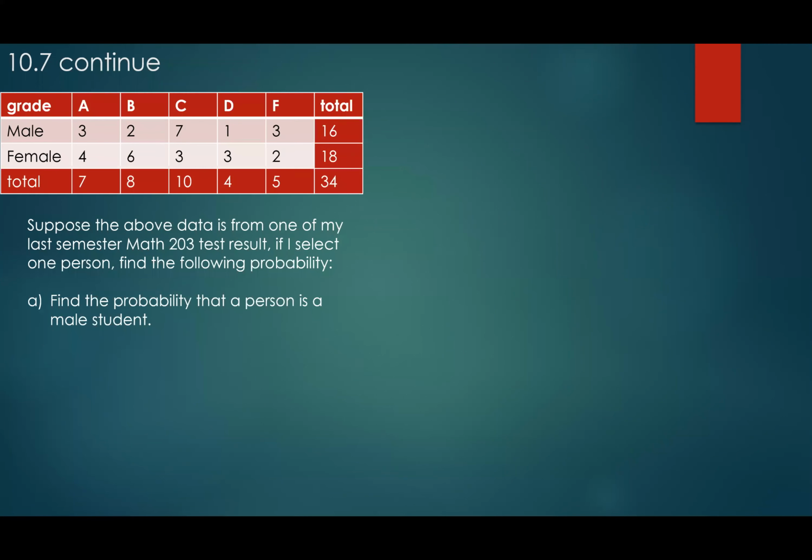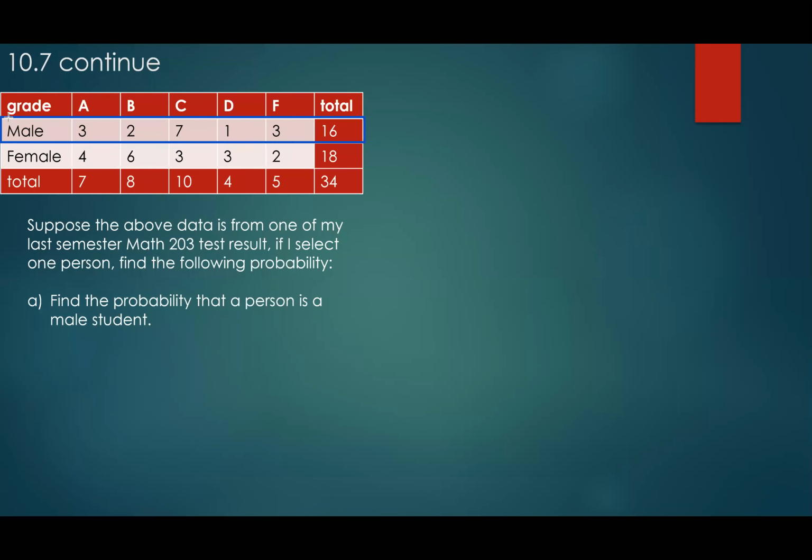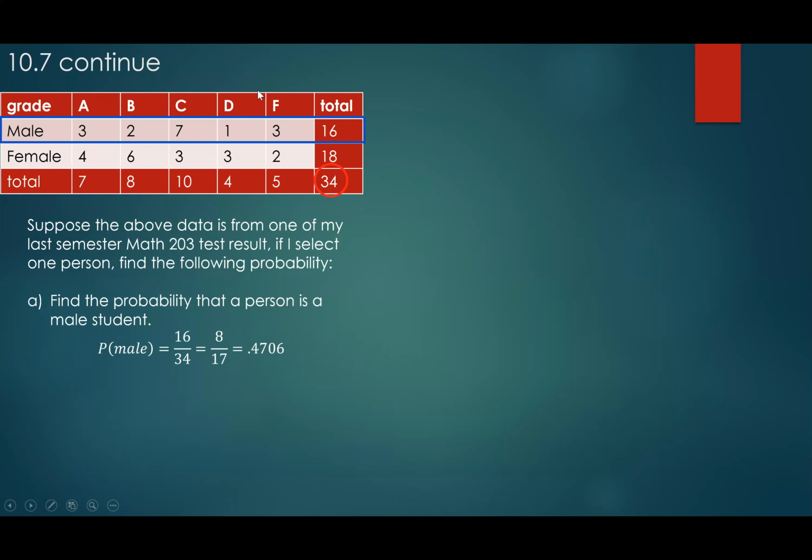The reason I give you this is, do you see the word all? They don't ask for the probability of a male student or something else. They just ask you to find the probability of a male student. To find it, all we need to do is ask ourselves, what is the total number of male students over the total number of students? The total male students is 16 over 34, and 16 divided by 34 gives you 0.4706.